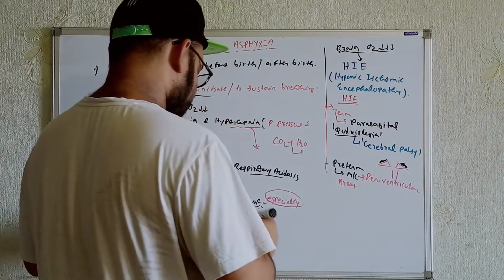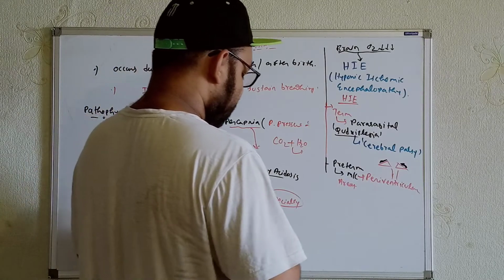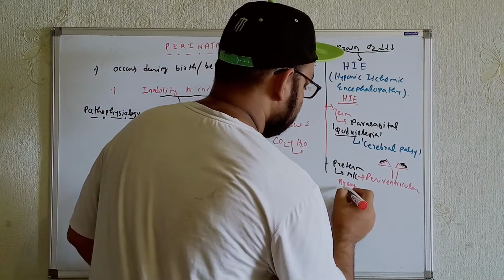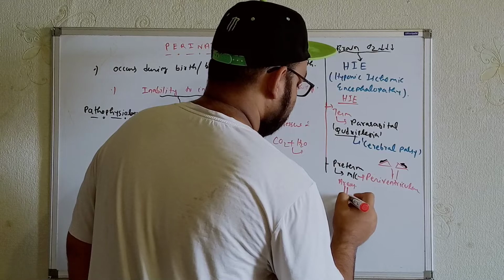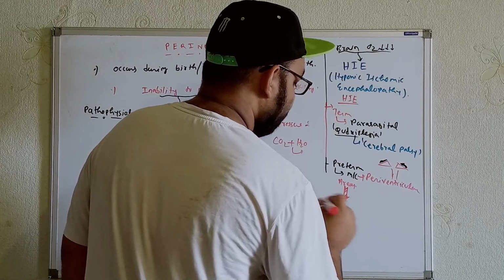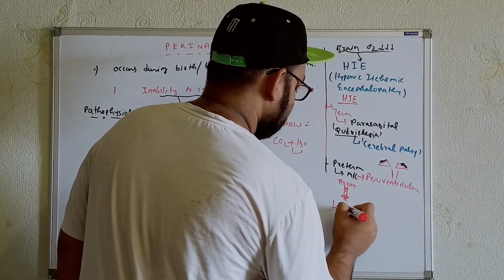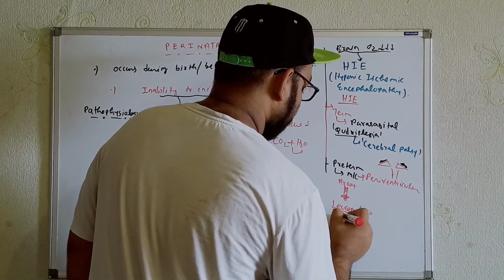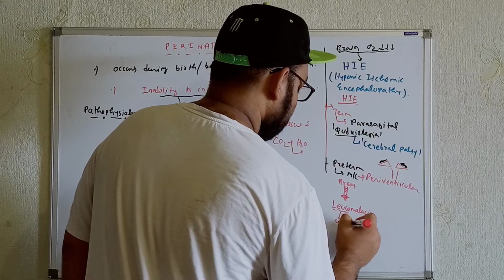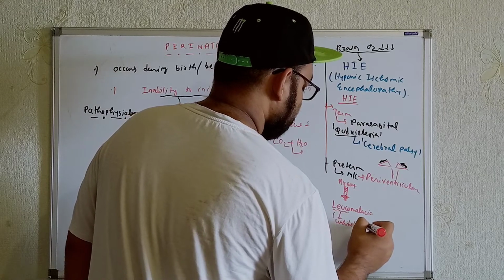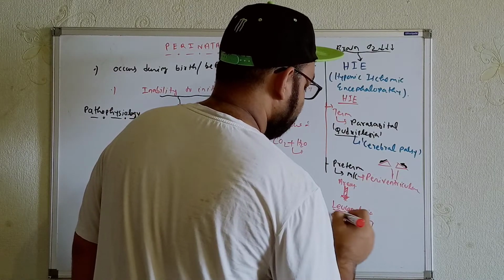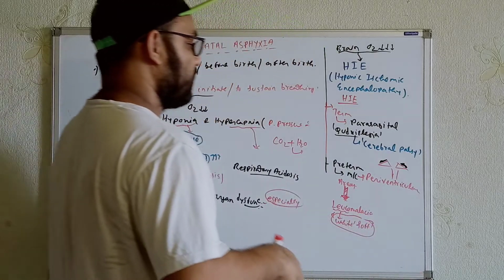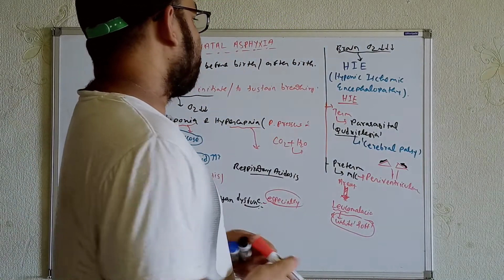In periventricular areas, we will get the development of leukomalacia. Leuco means white, malacia means soft. That means the white matter here will become soft. So this is all about HIE.